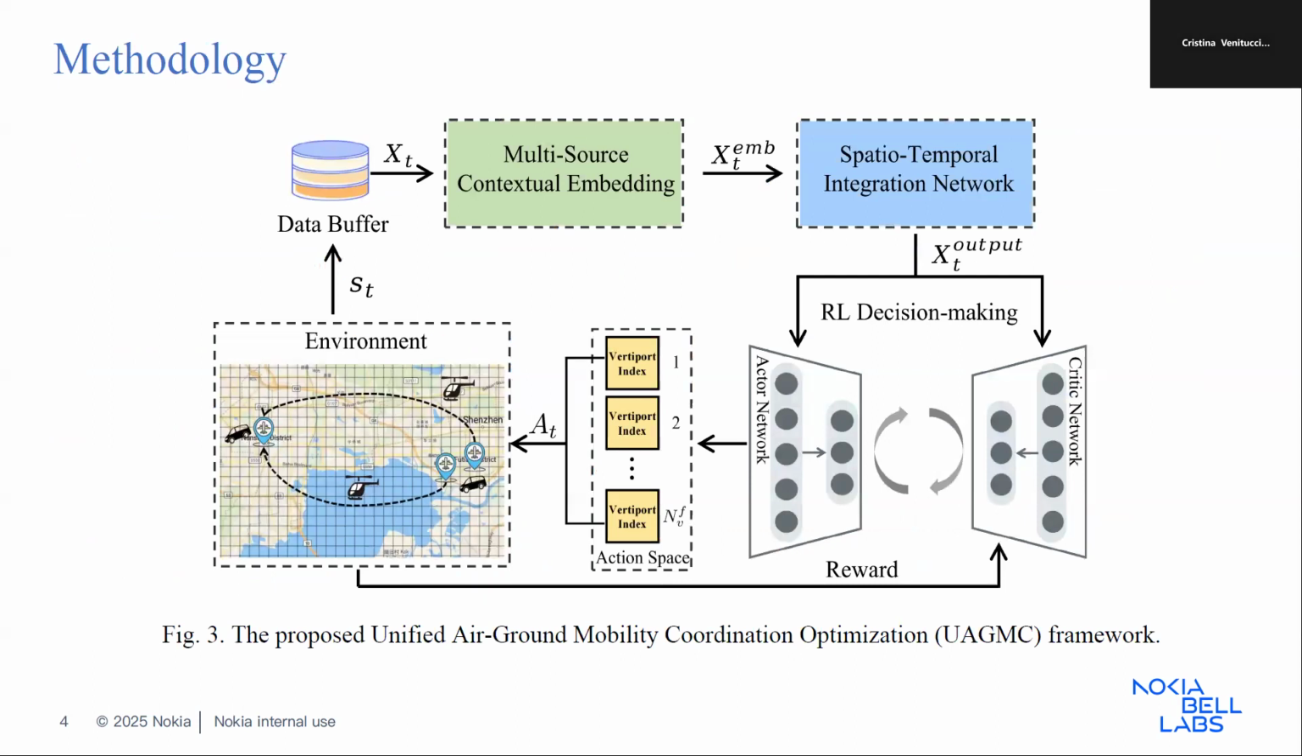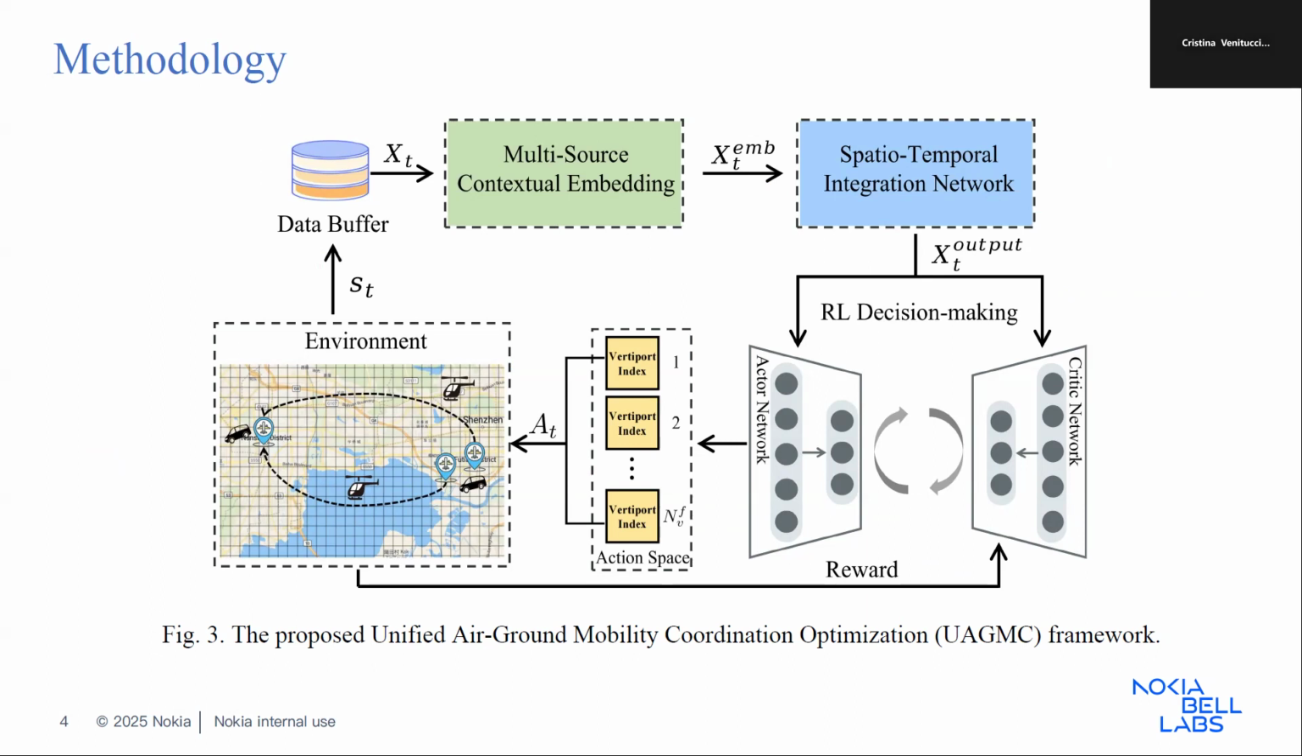So we propose UAGMC, a Unified Air-Ground Mobility Coordination Optimization Framework, where we get the passenger requirements, the ground information, the air information, and the vertiport information from the environment. They are multi-source, so they have different types. We use multi-source contextual embedding to process this multi-source data into a feature vector. Then we use a spatial-temporal integration network. The block we use is LSTM to process this feature vector and some time features.